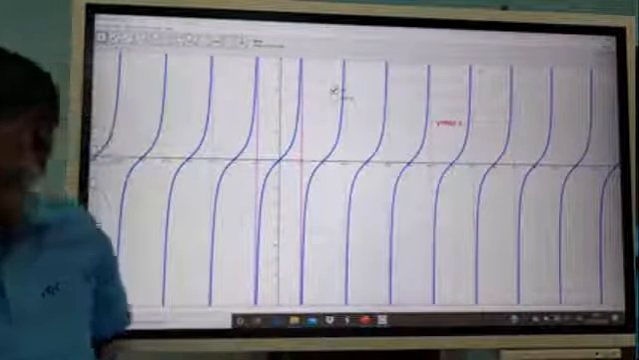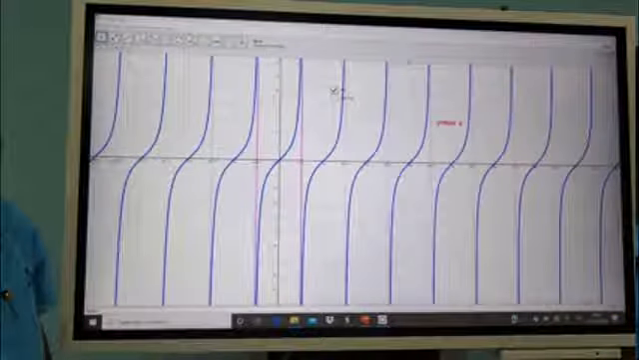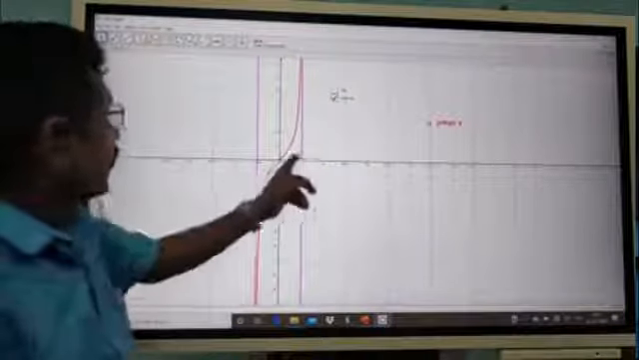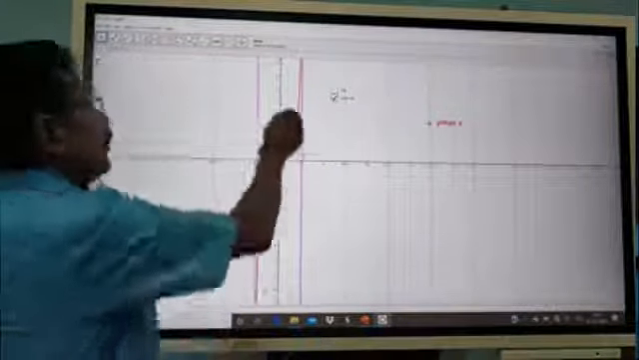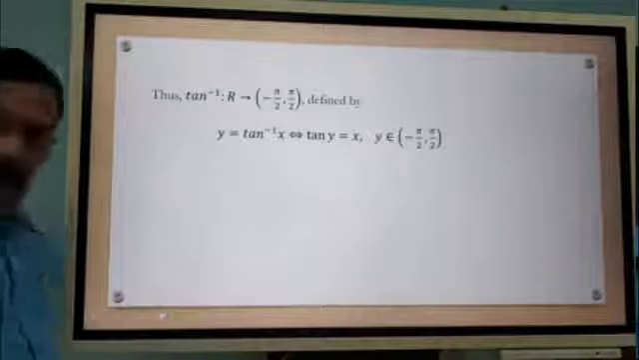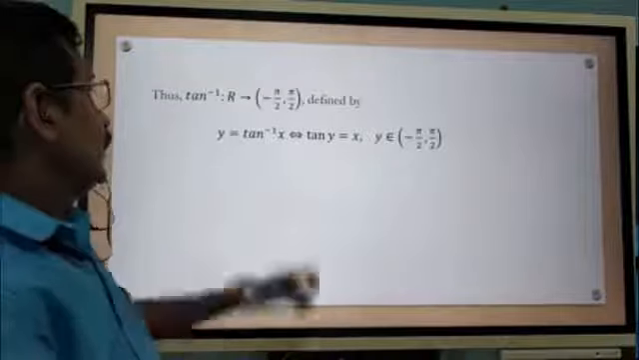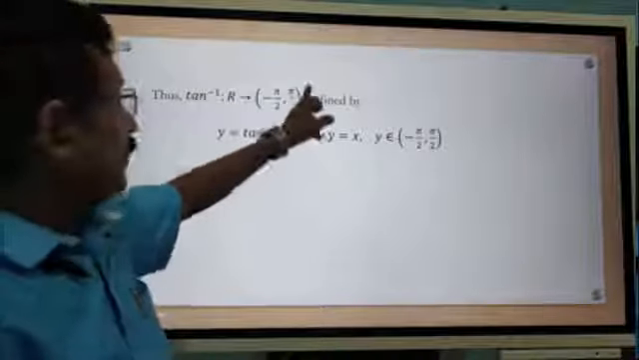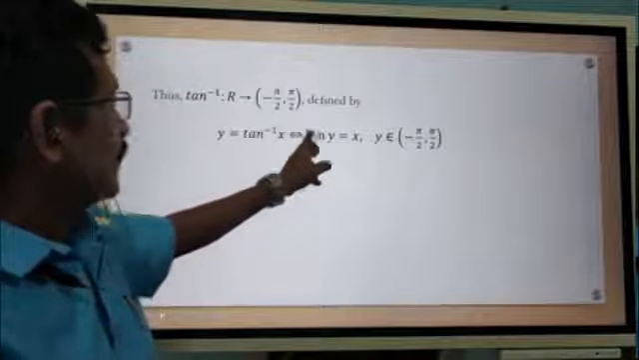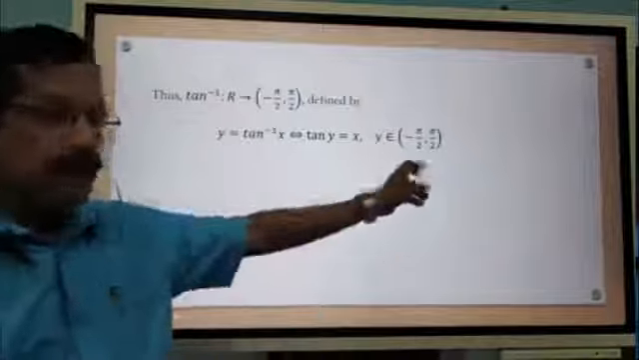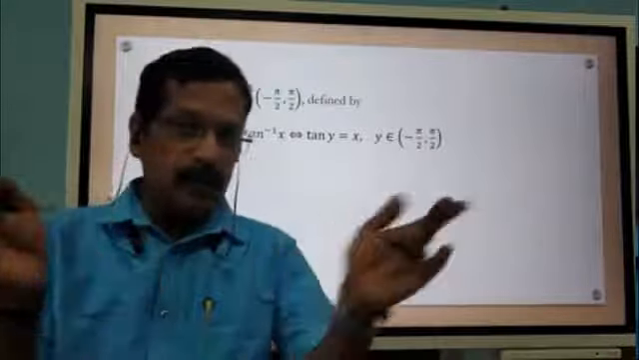So, I have restricted the tangent function in this way, from minus pi by 2 to pi by 2. Hence, it is invertible. Here the function is invertible. Now, how to define tan inverse? Tan inverse is from R to minus pi by 2 to pi by 2, defined by y is equal to tan inverse x, which implies and is implied by tan y is equal to x, where y is an element of the open interval minus pi by 2 to plus pi by 2.